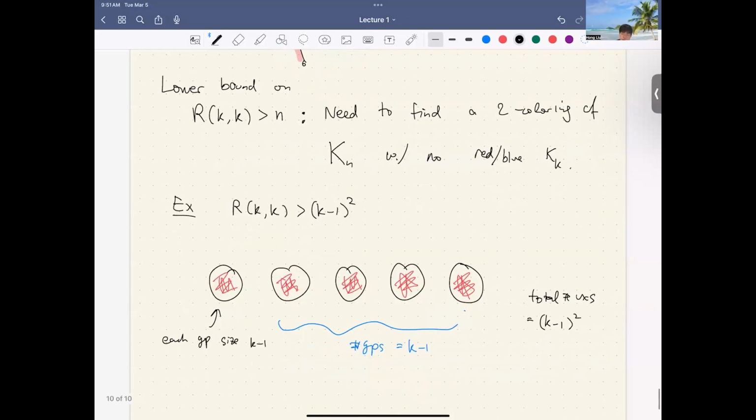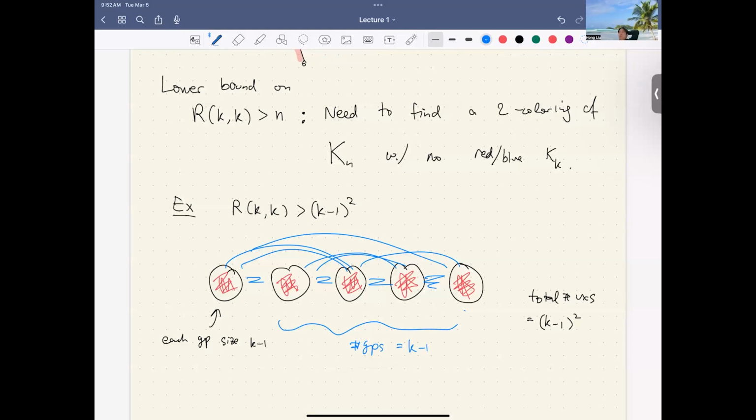So how do we color it? Between different groups, they are strangers. Let's say they're from different towns. They're very far away. So you put blue edges in between. Very easy to check. There's no red clique of size K. There's no blue clique of size K, because for a blue clique, you can take at most one vertex from each red blob. And there's only K minus 1 of them.